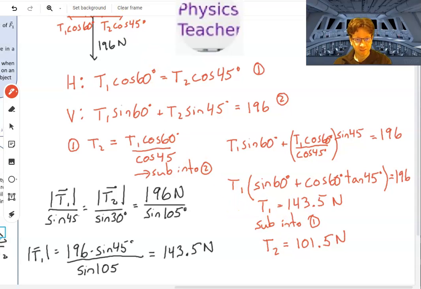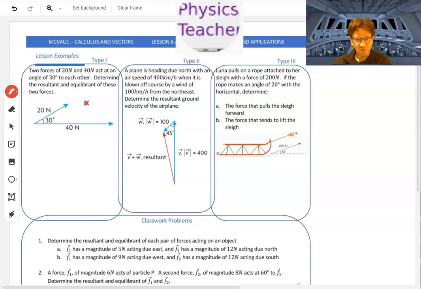Like that. So the first one says we have two forces, 20 newtons and 40 newtons, act at an angle of 30 degrees to each other. Determine the resultant and equilibrium of these forces. Well, let's draw this. If I were to make this into a parallelogram, which is a nice way to do it because they already have it set up where the two tails are connected. So let's just finish the parallelogram here. Or I shall try to, because I don't have much space. Oh, I messed that up.